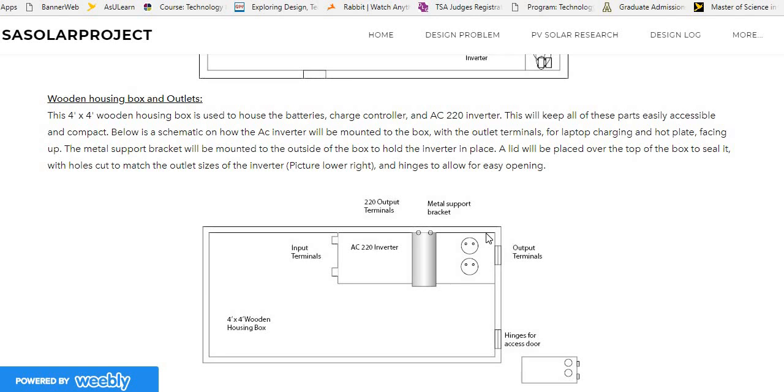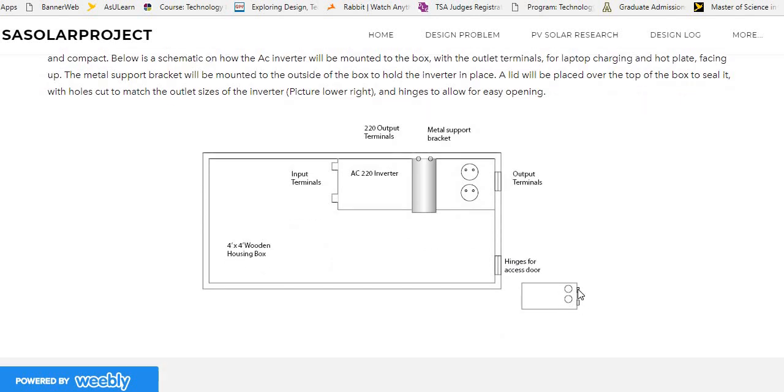The metal support bracket that you can see run through here would be used to hold the box up to the top, and a lid would be placed over to ensure everything can't be touched by the kids inside the school, and it would be locked up here. So here are the hinges for the access door, and here to the right is a small picture of how the access door would look.